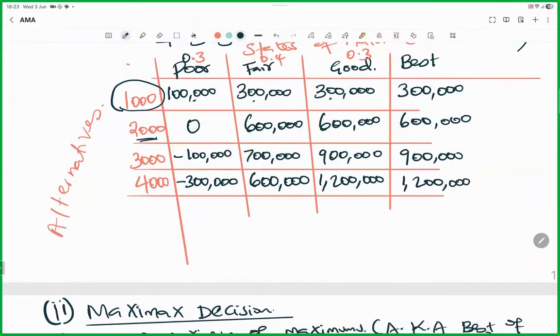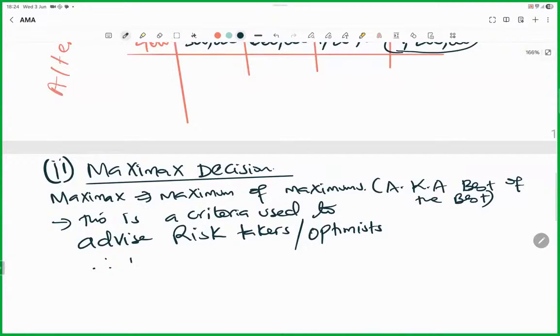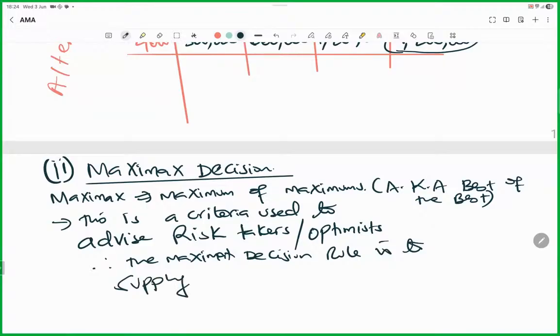He doesn't stop there. This is a very optimistic individual because he can only go for one alternative at a time. He will settle for the best of the very best. That's why we call it maximum of the maximums. So this 1.2 million is what we call the best of best. And therefore, the maximax decision rule is to supply 4,000 sandwiches.